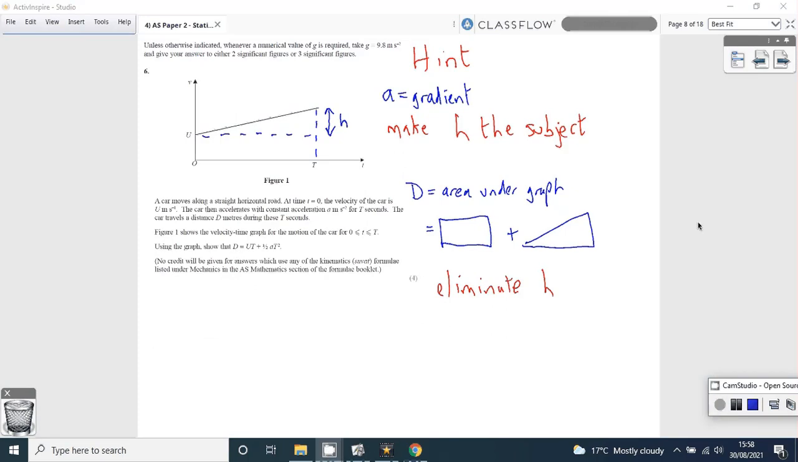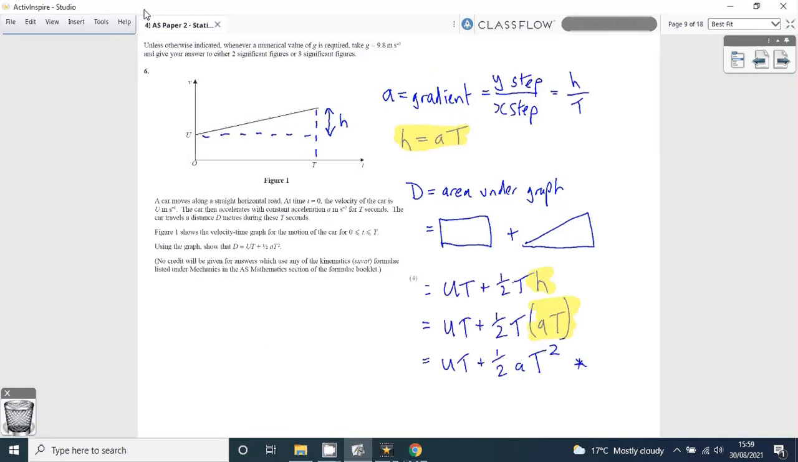So the solution for question 6. So as I said in the hint, the gradient of a velocity time graph is the acceleration. So that's going to be the y step, which is h, over the x step, which is t. And if we multiply both sides by t, we can make h the subject, so h equals at. So let's just park that for now.